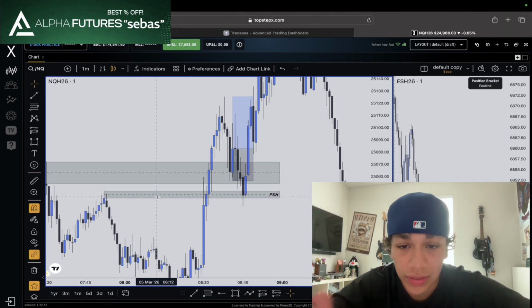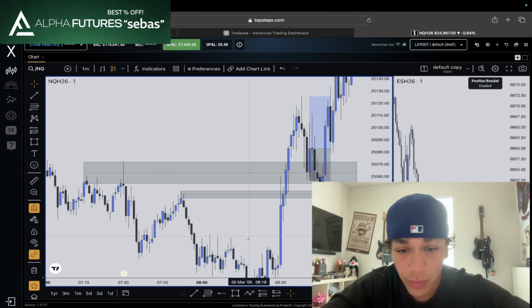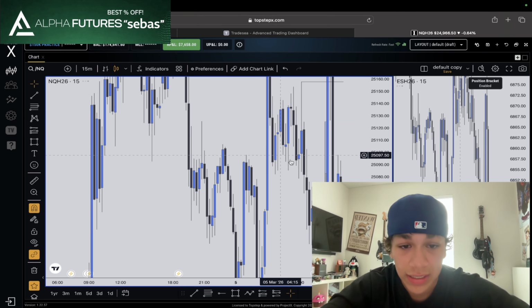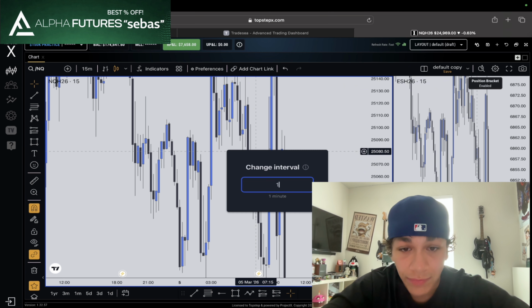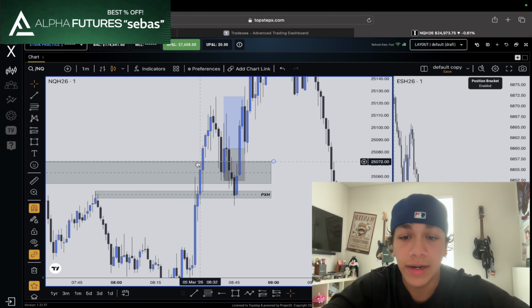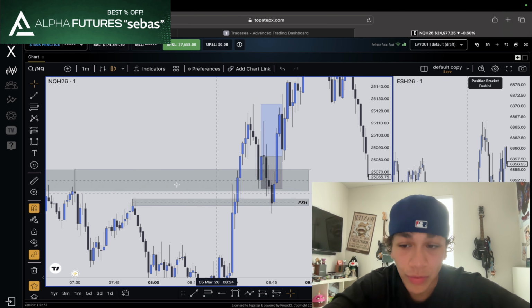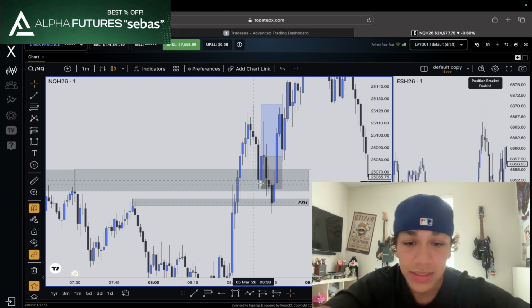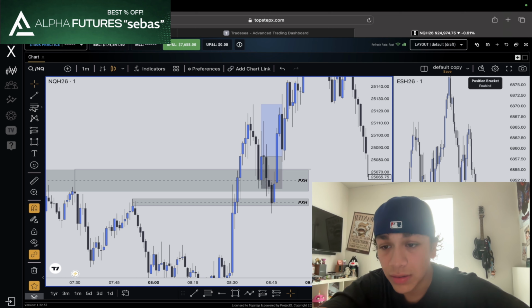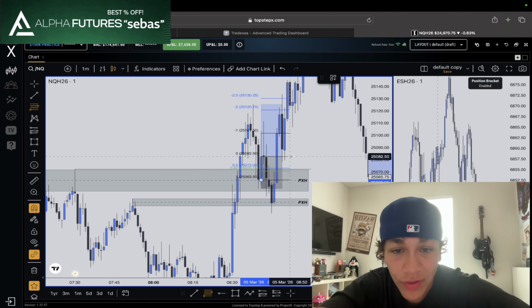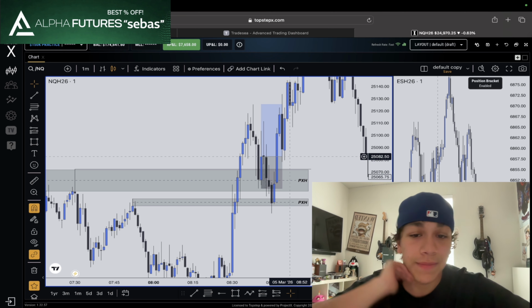Dude, this is an A+ setup for me. We ran higher, we swept liquidity on a higher time frame, swept this higher time frame high, swept this liquidity right here. Following that, we came lower, tapped into PXH as a rebalance, and then displaced higher.